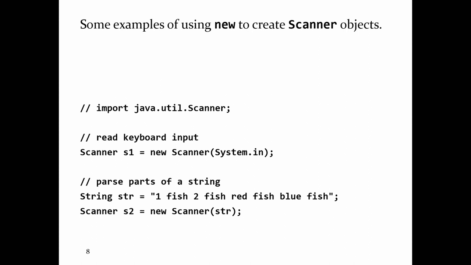If I want to make a Scanner object that can read the keyboard, the way you do it is write new Scanner, and then this thing called System.in. If you want to make a scanner that can read parts of a string, make a string, and then write new Scanner, pass in the string. And then the scanner has a bunch of methods that can split this input up. So if you wanted to, you could get the string one, and then fish, and then two, and then fish from the scanner. Similarly, if you're reading the keyboard, you can get the first word that the user typed in, then the second word, and so on. Again, don't worry about the Scanner class. This is just an example of creating objects.